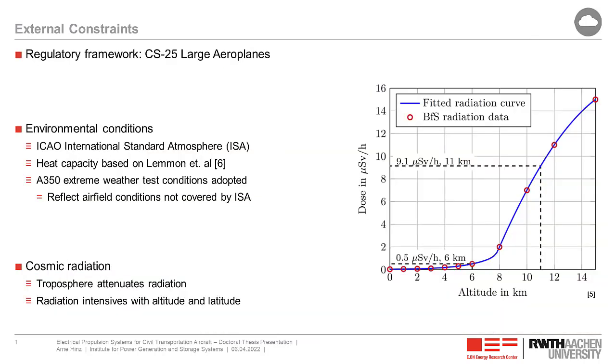Regarding the external constraints, first of all, we need to comply with the CS25 certification specification. The other main aspect is that we should consider the environmental conditions as temperature and pressure will drop with increasing altitude. This can be modeled according to the international standard atmosphere, and we expanded this by a heat capacity calculation based on findings of Mr. Lemmon et al. And we also adopted the A350 extreme weather test conditions to reflect the airfield conditions which are not covered in the international standard atmosphere.